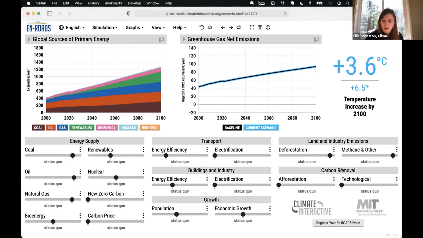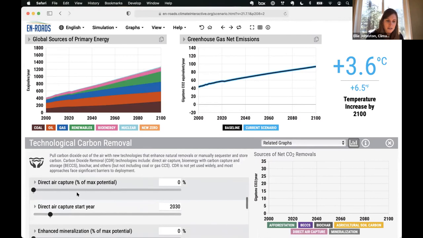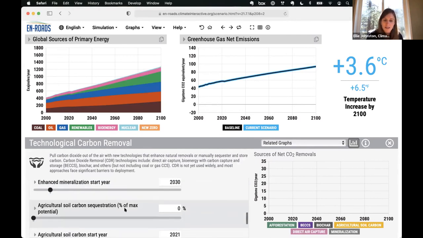You can look under, let me just, I can share my screen perhaps now that Drew is gone. All right. So if you go under technological carbon removal, and then you scroll through, use detailed settings, then we have agricultural soil carbon sequestration. So when we move this slider, what we're doing is increasing the amount of carbon that stays in the soil. And that is definitely a huge component when we talk about regenerative agriculture and all the practices, things like no-till agriculture, using cover crops when possible. There's a whole number of different practices that are kind of subsumed under this umbrella that are really fascinating.